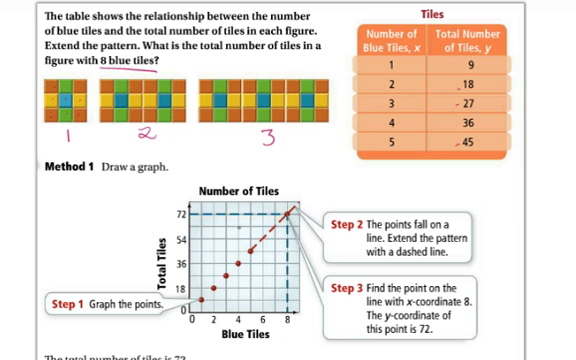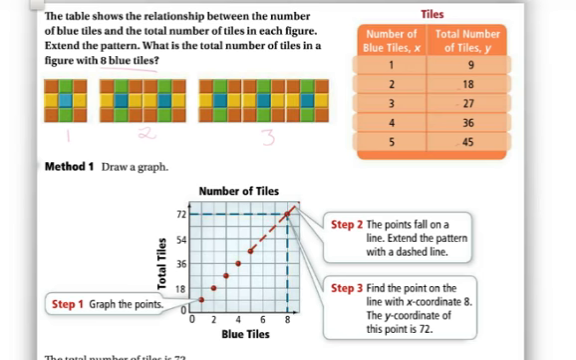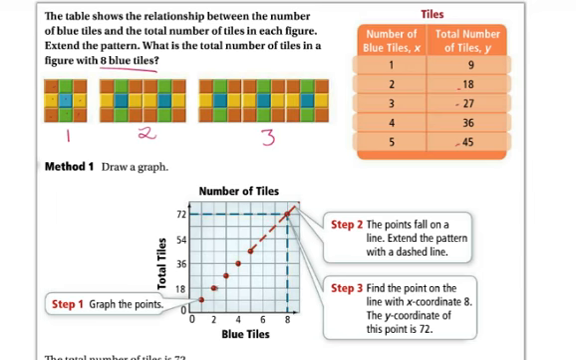We could draw a graph. So here's an example of a graph where for every 1 blue tile, right here, I get 9 total tiles, right? Okay, again, we get 2, so that'd be 18, matches with my graph. 3, 27, 4, 36, so on and so forth. We can go all the way over to 8 tiles, go up, and see where I'm going to be, and that's going to be 72. Now, I believe this is kind of the slower method.